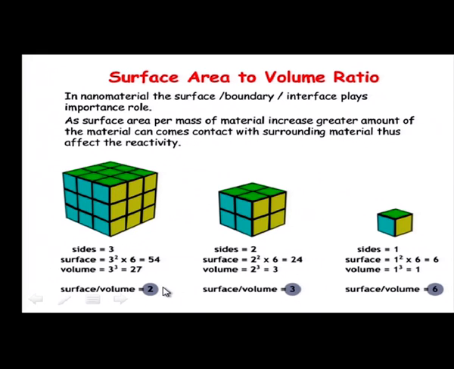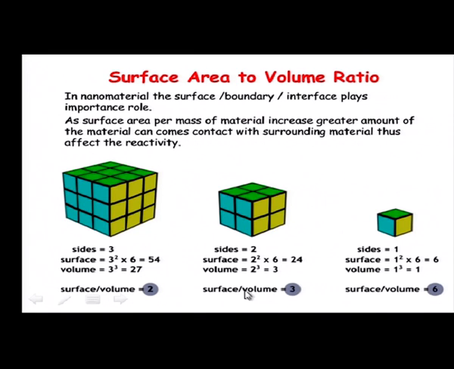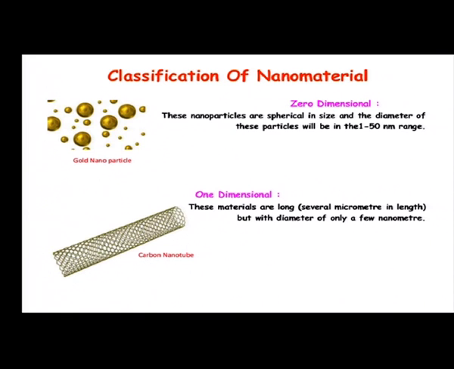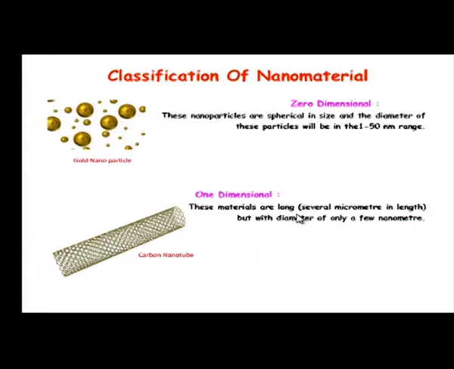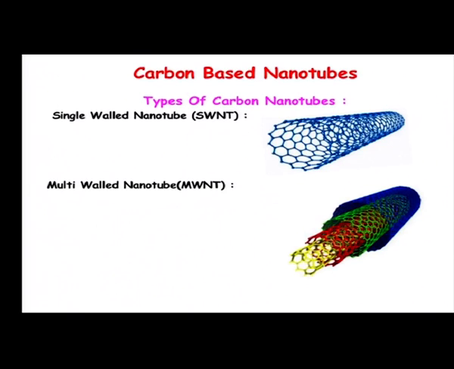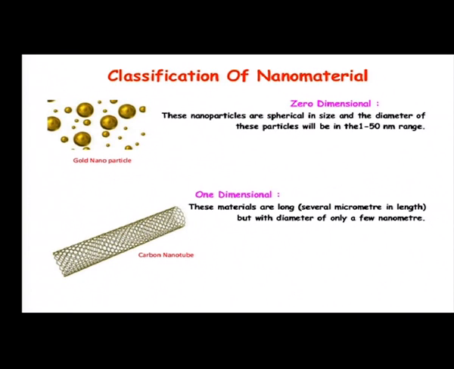So, when you compare these 3 diagrams, the first diagram has side 3 and surface to volume ratio 2, the second has side 2 and ratio 3, and the third has side 1 and ratio 6. Therefore, as the size increases, the surface to volume ratio decreases to a considerable extent, and based on that we can classify the nanomaterial into 0 dimension, 1 dimension, 2 dimension and 3 dimension materials. So, what is a 0 dimension material?